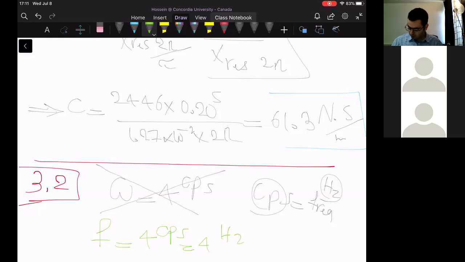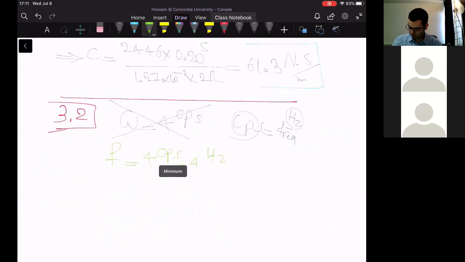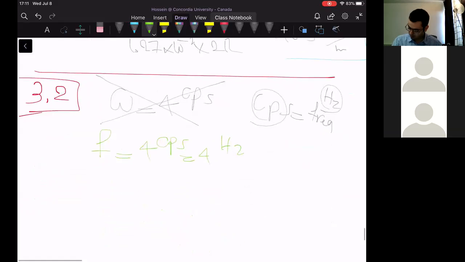I want to repeat the question. 3.2, we are done basically with the first question. In 3.1, we were supposed to calculate the damping coefficient C in case of resonance. But in question 3.2, it says if the system of question 3.1 is subjected to a harmonic force of frequency 4 cycles per second, what will be the percentage increase?